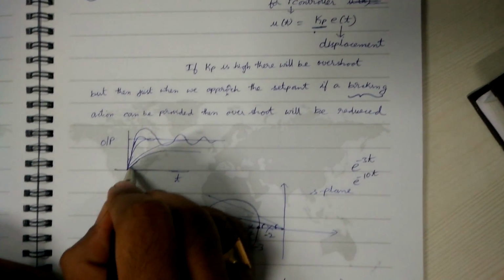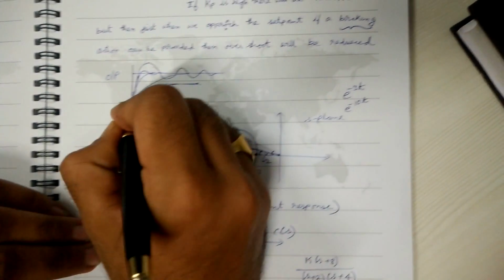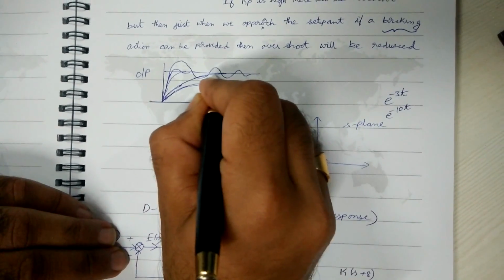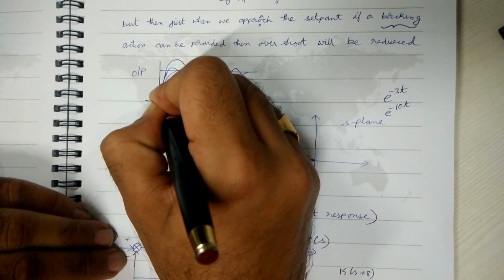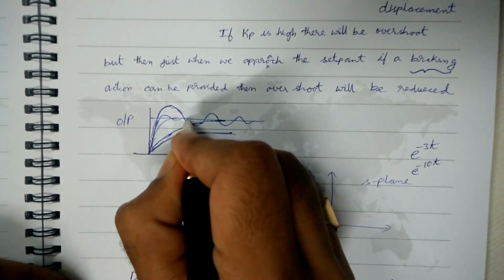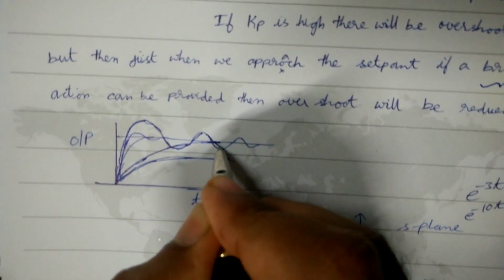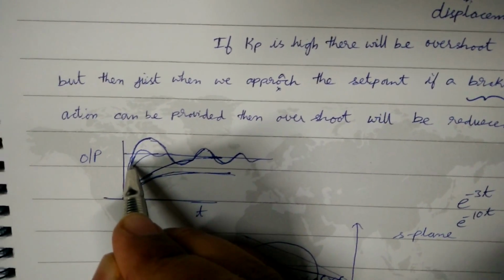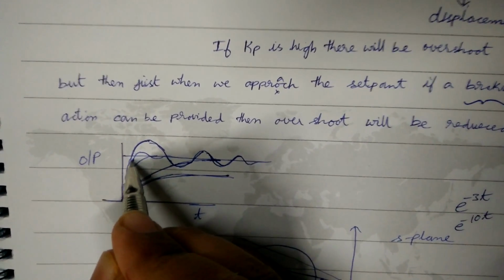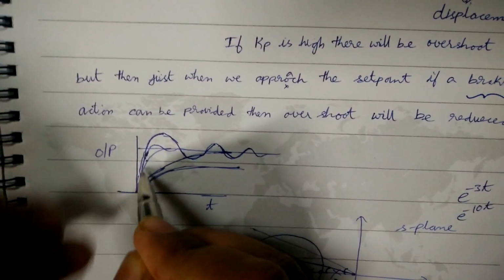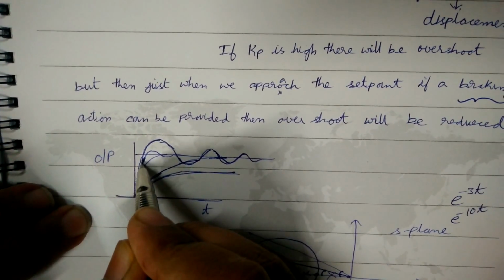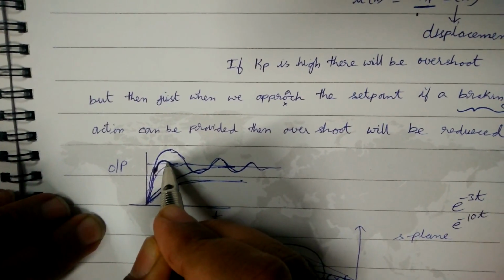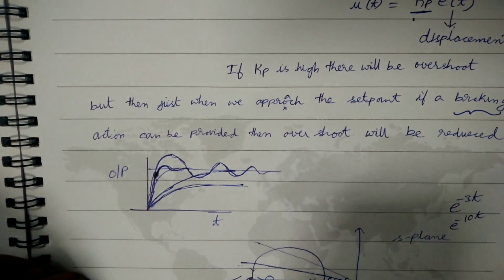For a low value of Kp, the system response can be something like this. For a critically damped system, the response with the P controller will be something like this. For a high value of Kp, the response will be something like this. If a derivative controller is introduced, the speed of the transient response remains the same because of the high P action, but the overshoot will reduce. That is, the transient response is improved.